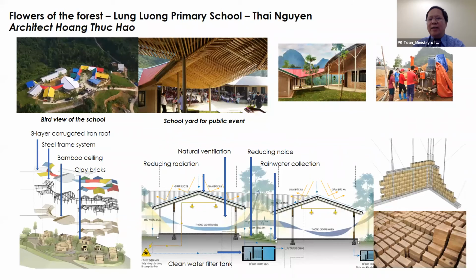All the designs were made by architect Hoàng Thúc Hào, the current Vice President of Vietnam Institute of Architects in the term 2020 to 2025. So the first building of his is the Lũng Luông Primary School in Thái Nguyên Province. It's called the Flowers of the Forest.